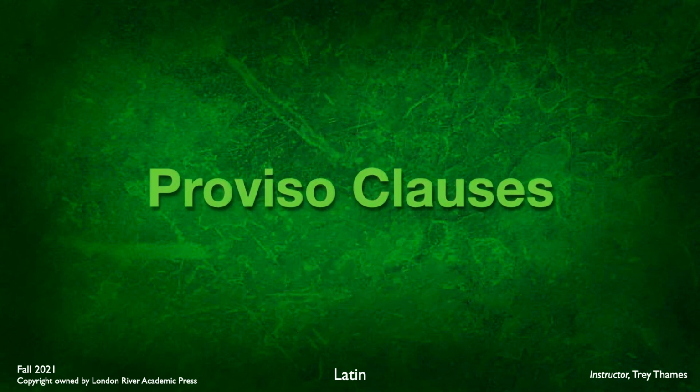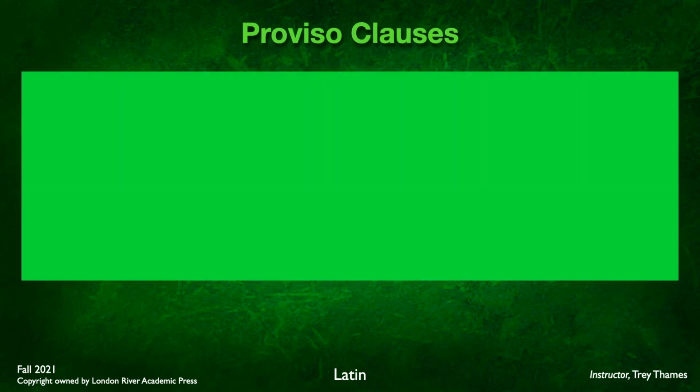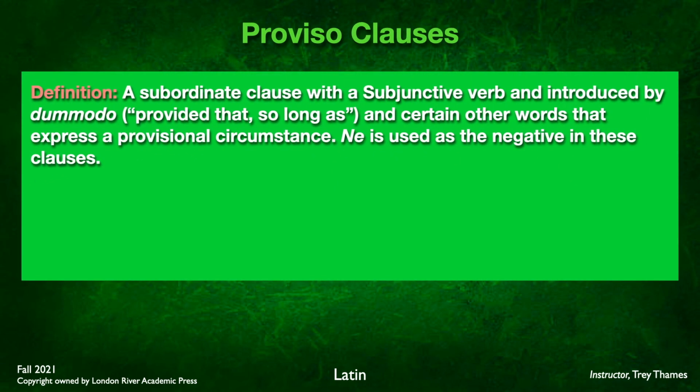So here are proviso clauses. They're pretty simple to recognize and to understand. A proviso clause is a subordinate clause with a subjunctive verb that is introduced by the conjunction dum modo, which means provided that or so long as. In other words, it doesn't have to be dum modo, but you'll see it a lot. It can be any other word that expresses a provisional circumstance. And ne will be used as the negative in these clauses.